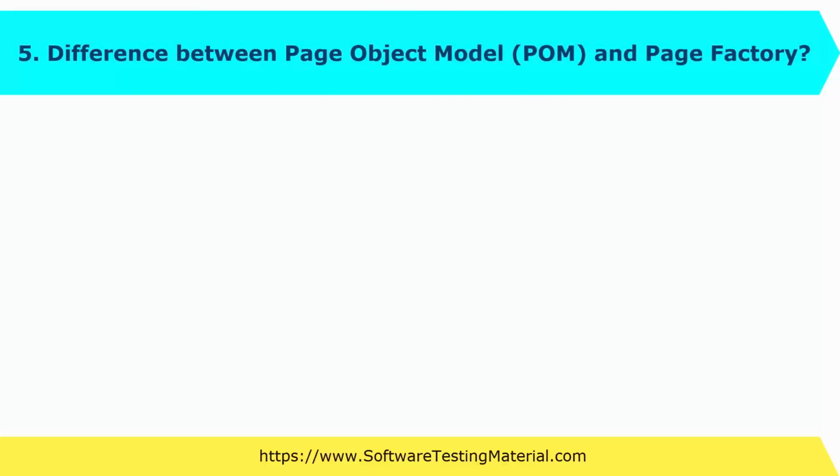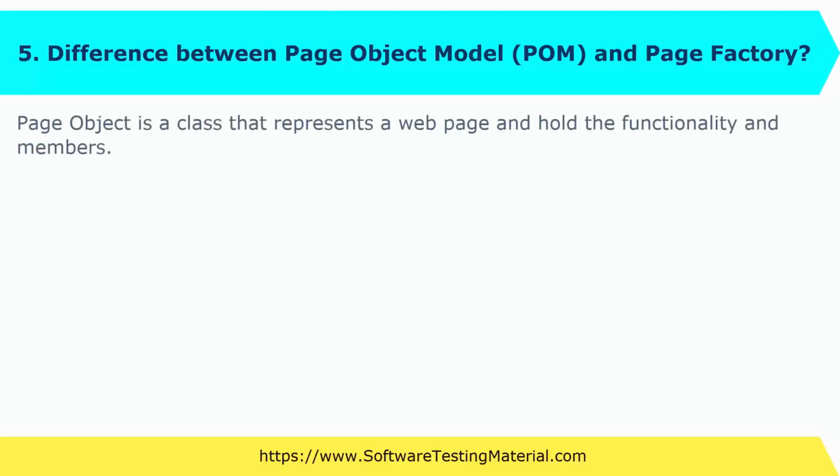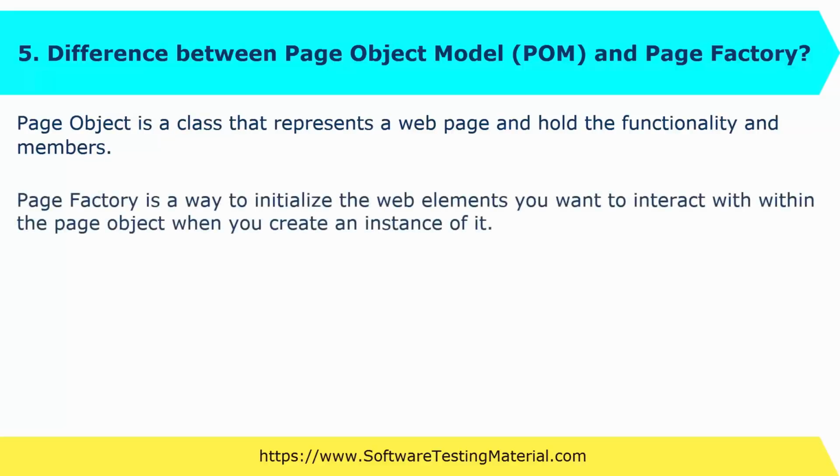What is the difference between page object model and page factory? Page object is a class that represents a web page and holds the functionality and members. Page factory is a way to initialize the web elements you want to interact with within the page object when you create an instance of it.